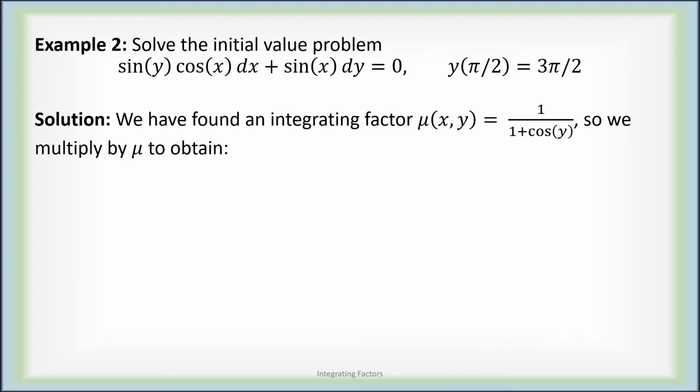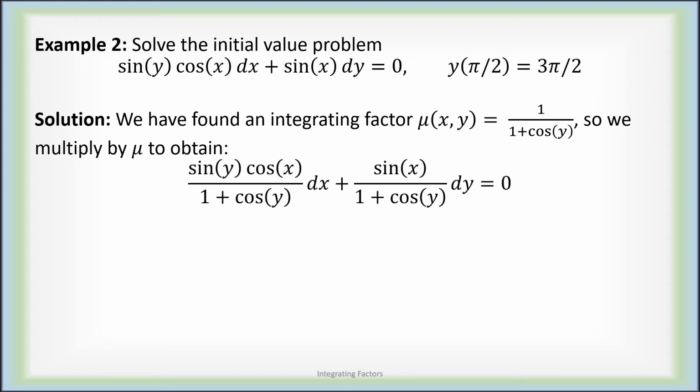Our integrating factor can be either of the two things. Let's just take the positive one. So our integrating factor is 1 over 1 plus cos y. Multiply the original expression by this integrating factor. So here's our new differential equation where we've multiplied through by our integrating factor.